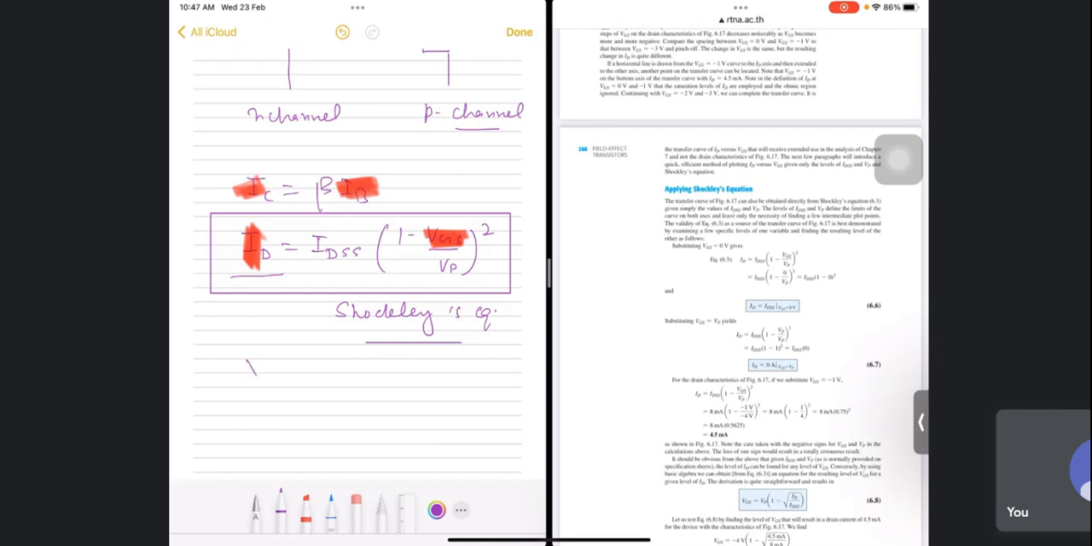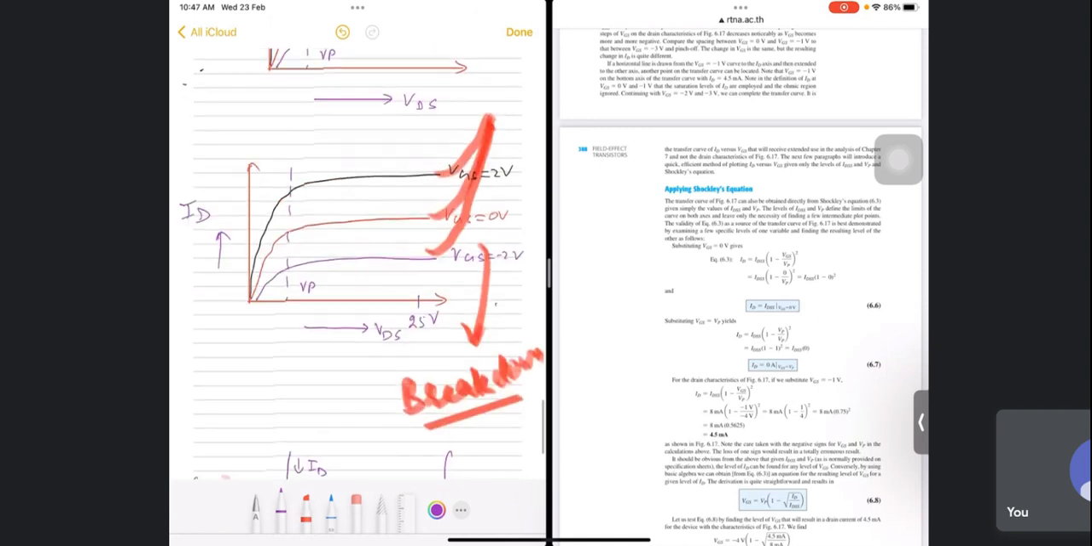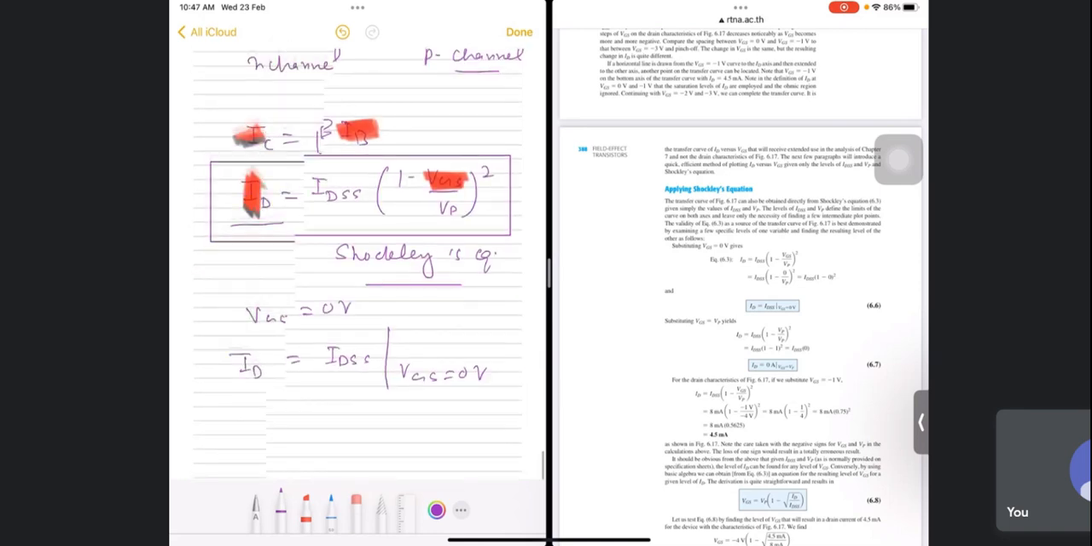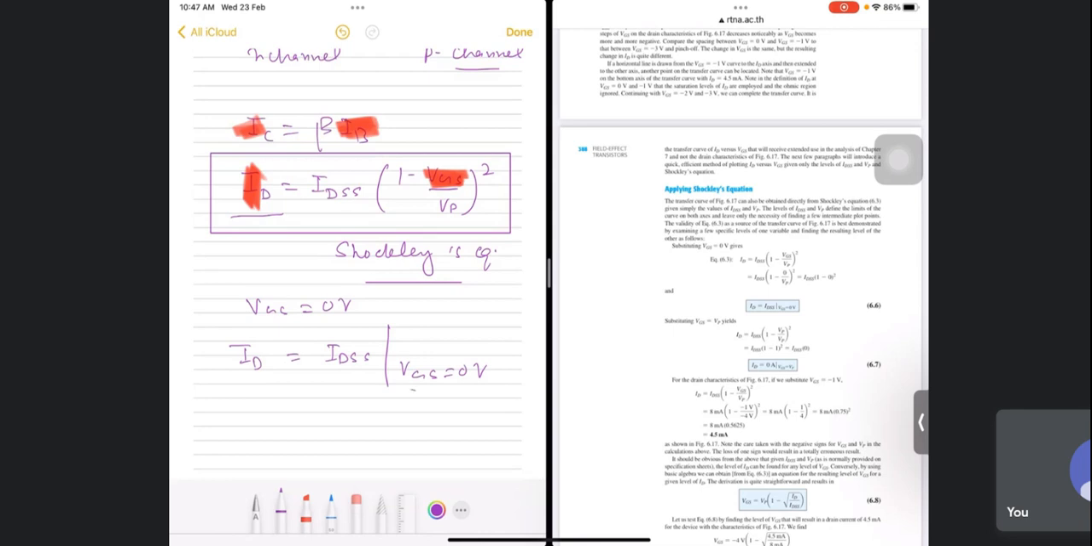So when VGS is 0 volt, ID is equal to IDSS. This one. This is IDSS. Okay. So when VGS is 0 volt, if I put here VGS is equal to 0, this is what I'm getting. Okay.